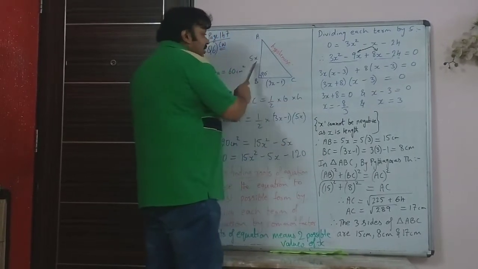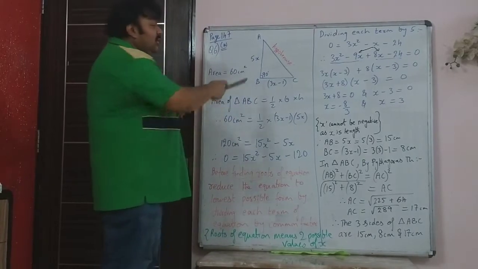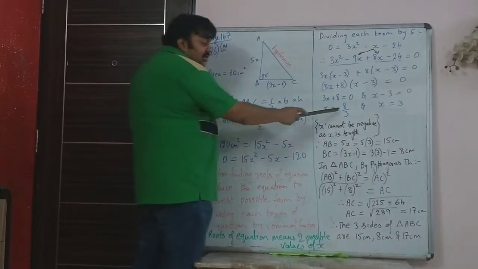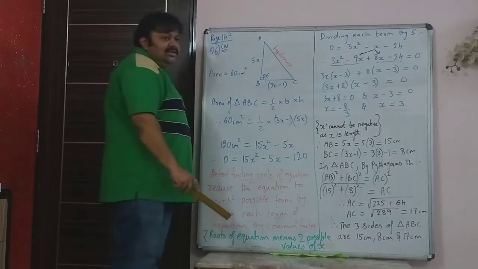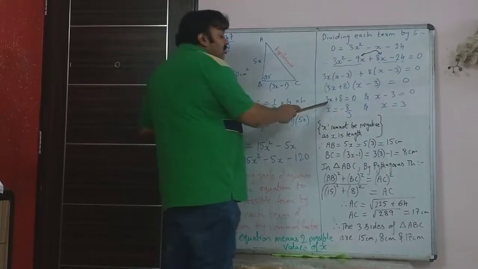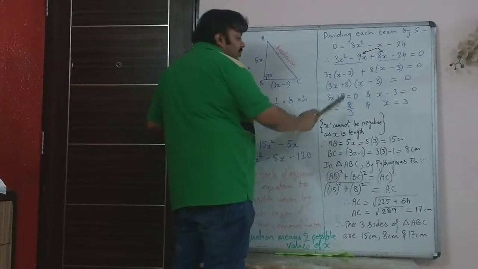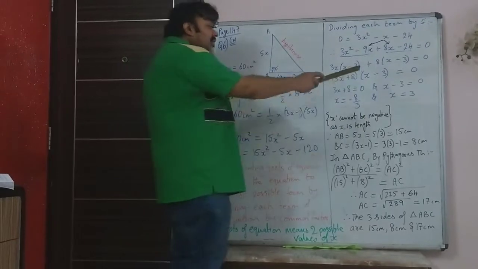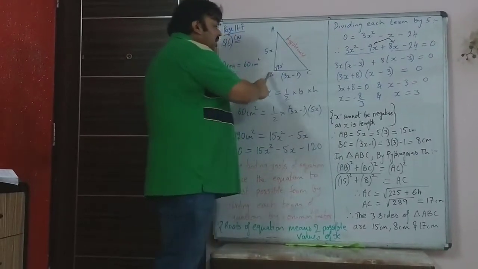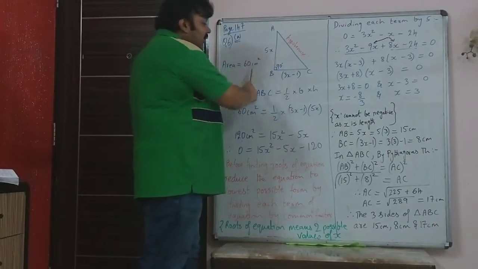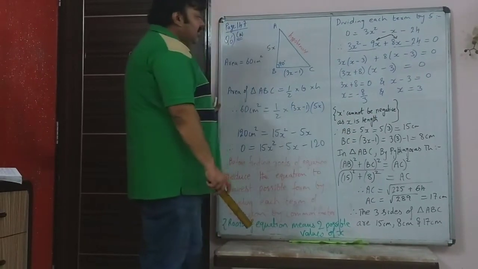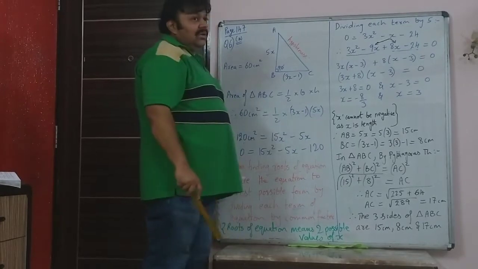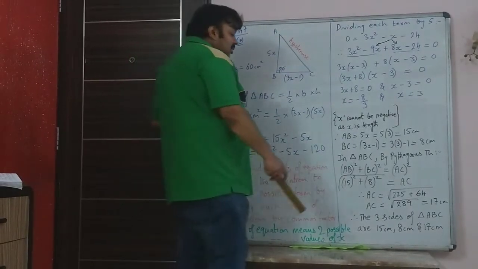But what is x? It is a ratio, it is one of the sides, means x is a multiple of the sides. So x cannot be negative because x is a length. So you will have to ignore this minus 8 by 3 value and you will consider only x is equal to 3. So because x is equal to 3, we will get side AB as 5 into 3, that is 15 centimeter, and BC will be 3 into 3 minus 1, that is 9 minus 1, or 8 centimeter.